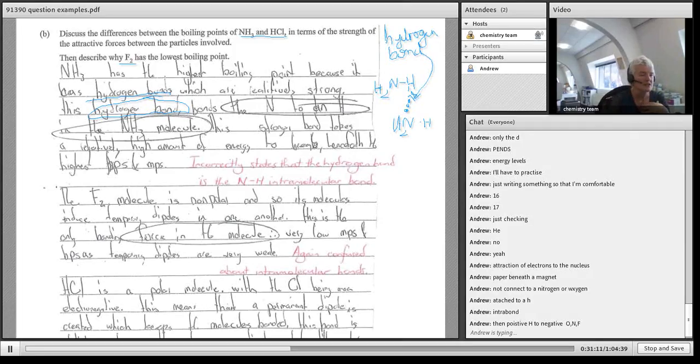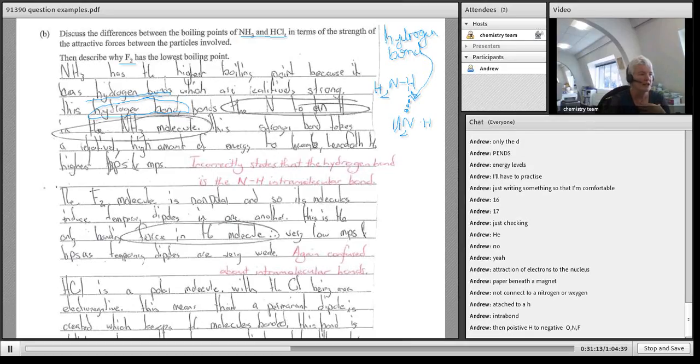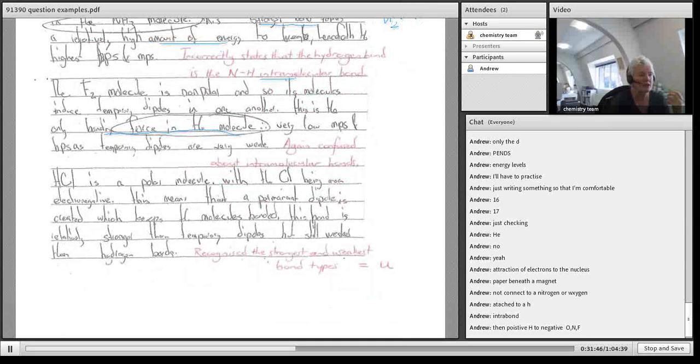Okay, so I see you're typing there. Okay, and then they have stated this is a stronger bond, it's a high amount of energy, but unfortunately because they didn't clearly state it was intermolecular, it sounds as though it was intramolecular. They don't get that. Okay, then this is the same sort of thing here. They've made it intramolecular, where they talk about a force in the molecule instead of between molecules. So just double check, use diagrams, and that would really help you.